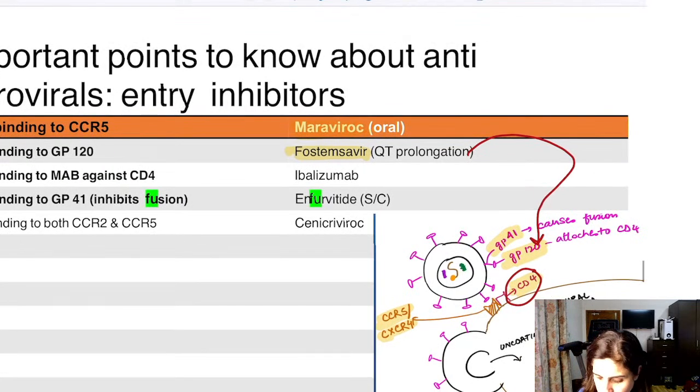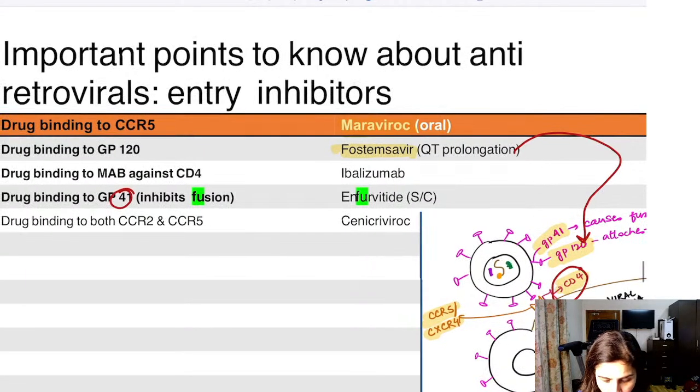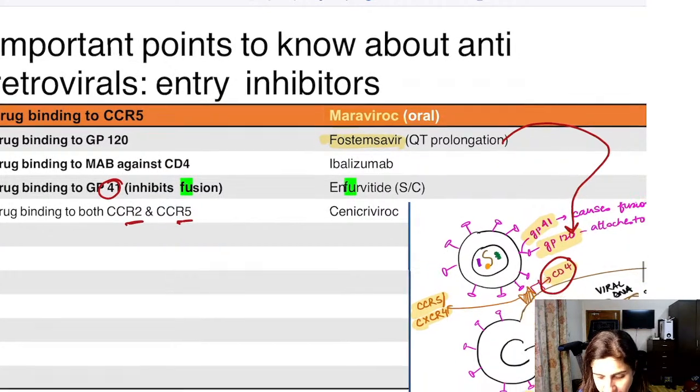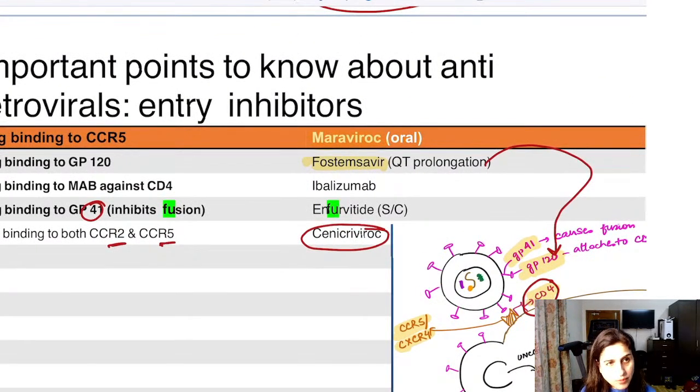Then the fusion inhibitor: FU comes in the spelling of enfuvirtide. Remember, it binds to GP41, not GP120. So enfuvirtide is important here and blocks this very step. And then there is a new drug which binds to both CCR2 as well as CCR5, and this is your cenicriviroc. So these are the important entry inhibitors.